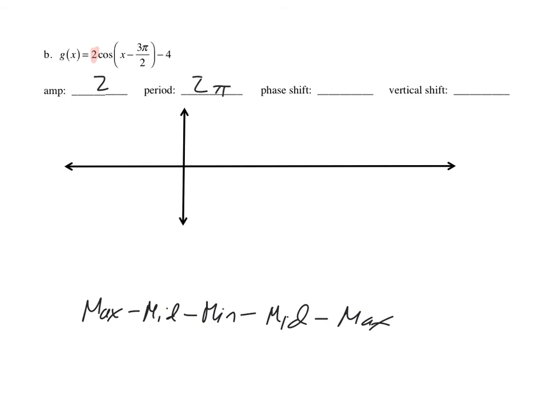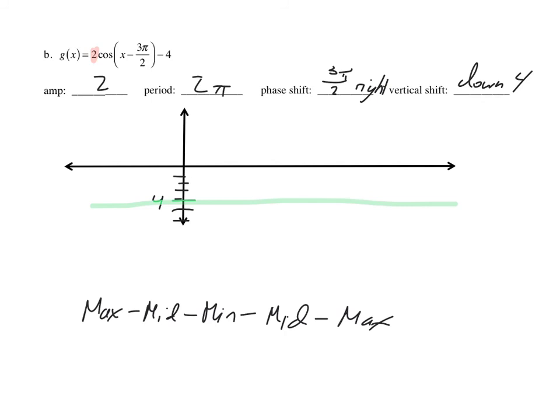Whenever you have a period of 2 pi, it's going to go like the unit circle, so we already know how we can mark some of this. Phase shift, we're going to be 3 pi over 2 right, and then vertical shift is down 4. So I mark 4, that's my midline. Use a highlighter to mark that up. Then I need to put 2 spots above. That's going to be my minimum, and 2 spots above is my maximum.